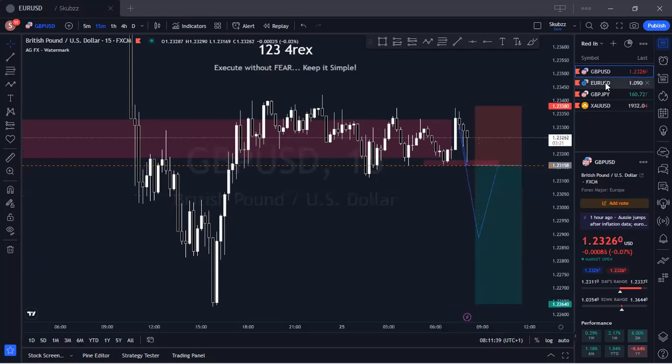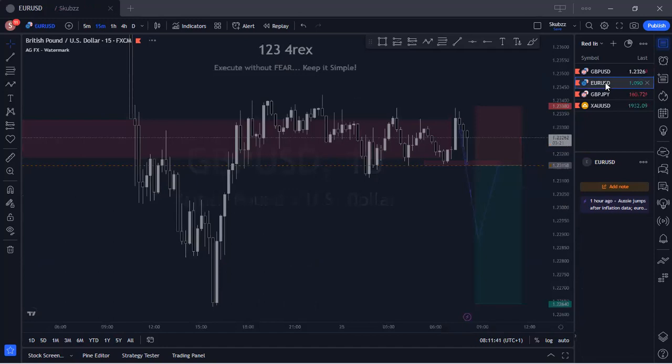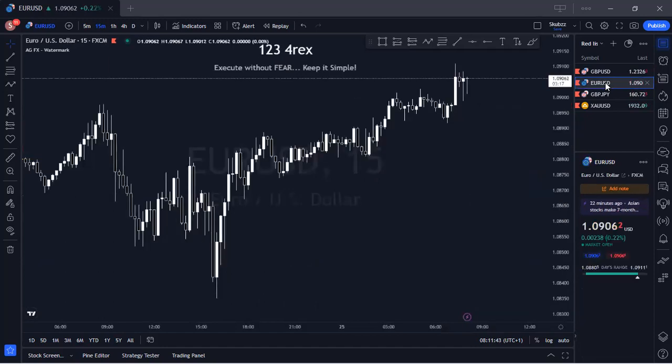Now on Euro USD, let's see. Euro USD. What is this thing doing?